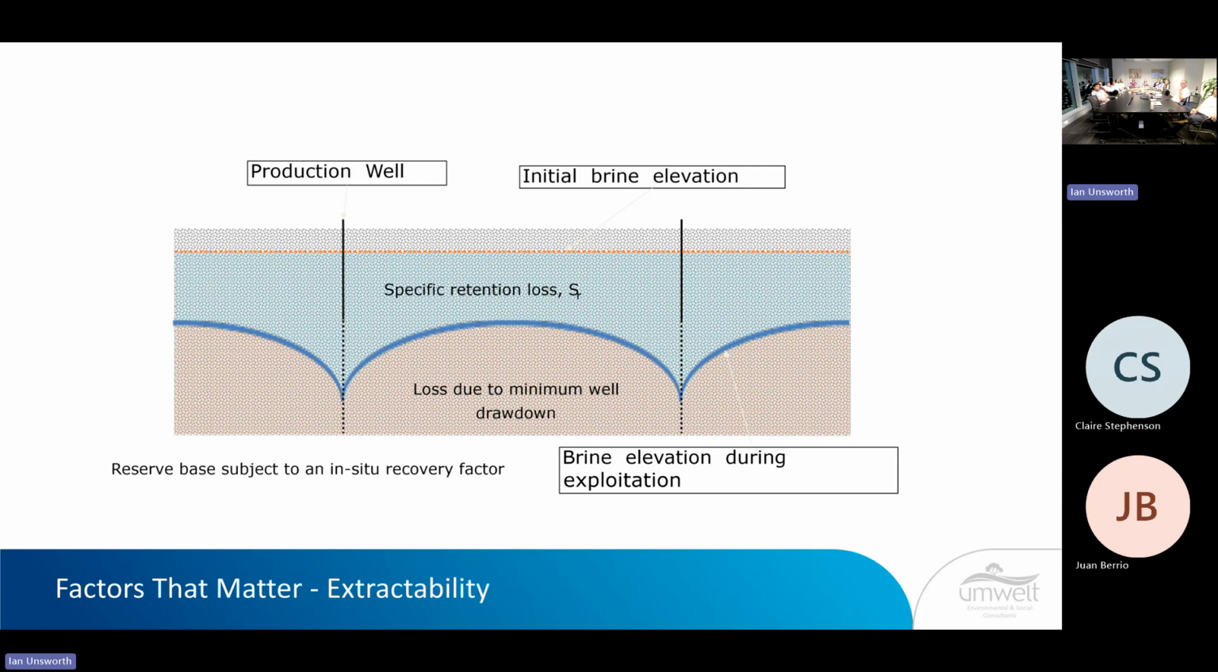Again, this is something that miners don't often understand. You're going to lose some brine in the middle simply because you can't get at it, due to the cone of depression and so on. That's sometimes a difficult concept for them to get, because with a hard rock you just dig a hole and take it out.